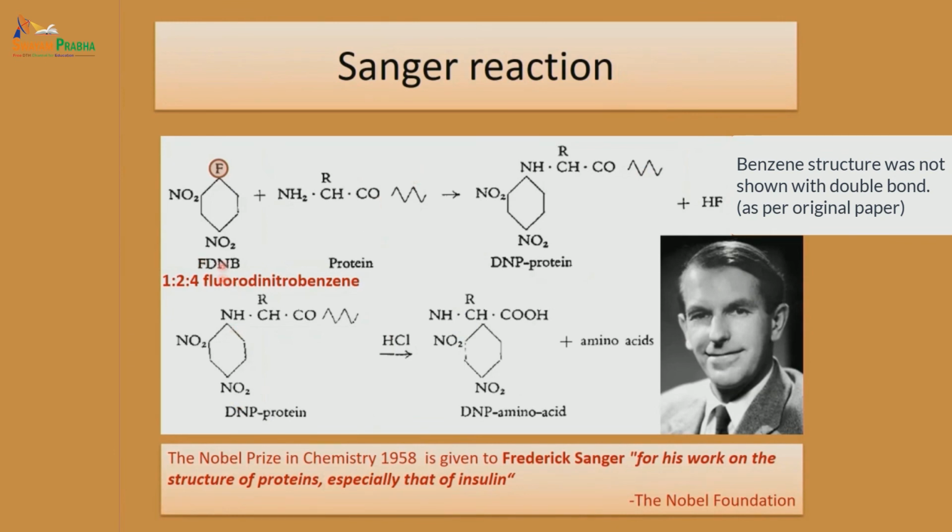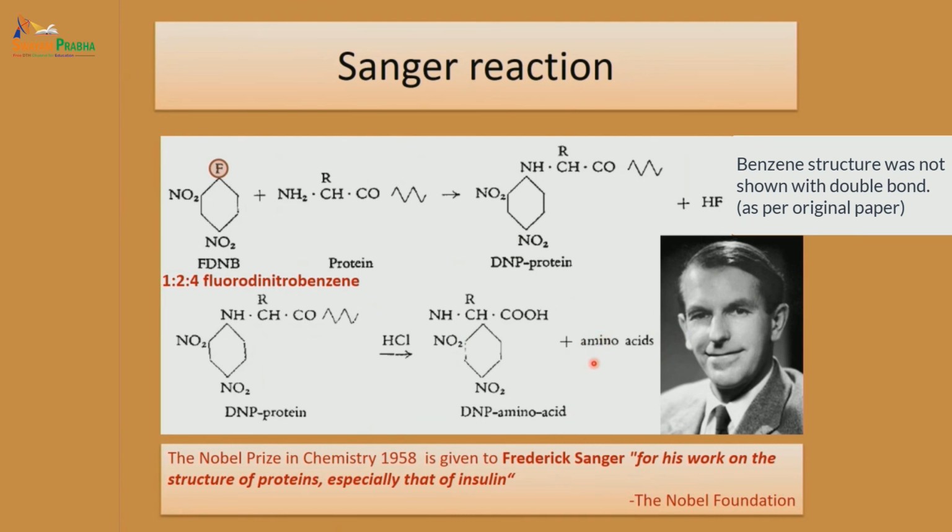So in this, the fluorodinitrobenzene derivative, when treated with any protein, forms the DNP protein complex. And this is again hydrolyzed to give the first amino acid followed by the DNP acid. So the Sanger sequencing generally uses this reaction to sequence the amino acids present in a particular protein, and Sanger got his Nobel Prize for this particular reaction.